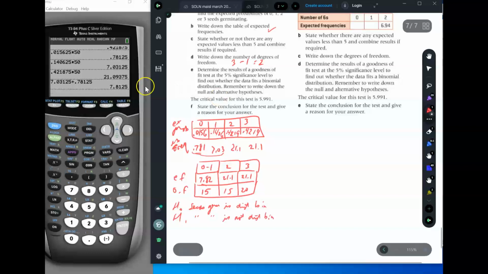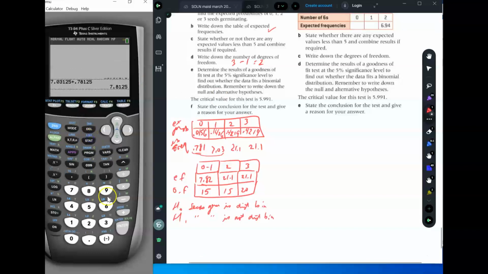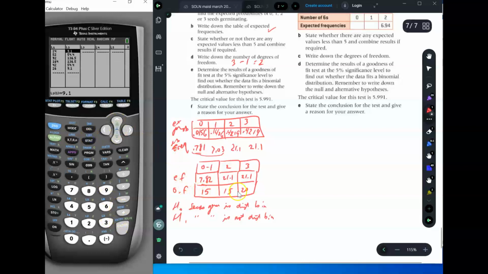Now we're going to put our data into STAT Edit, into L1 and L2. Remember, L1 is going to be the observed frequency, L2 is going to be the expected frequencies. I wrote that here in the reversed order, but you need to put the observed frequencies first. So I'm going to do that offline and come back. Okay, so I put 15, 15, 20 into L1. I put 7.82, 21.1, 21.1 into L2.